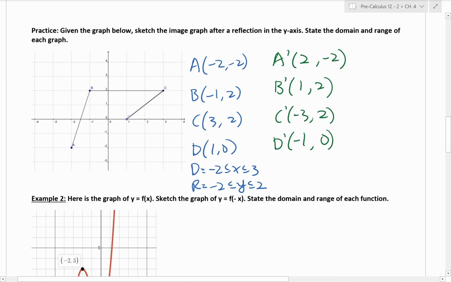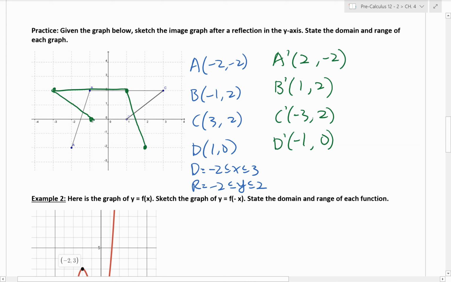Okay, there we go. We can plot 2 and -2. 2 and -2 is here. 1, 2 is here. -3 and 2 is here. -1, 0 is here. There is the graph.